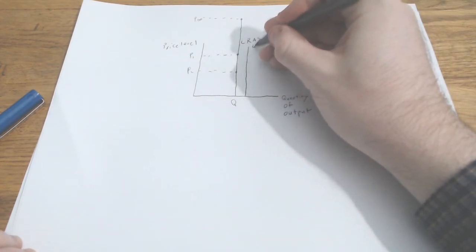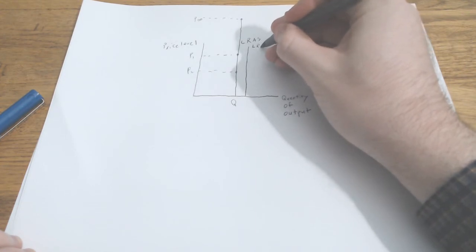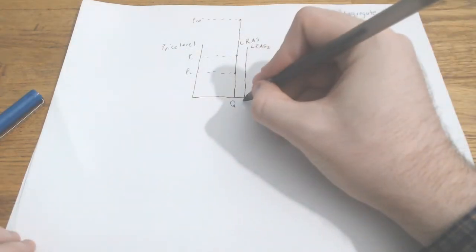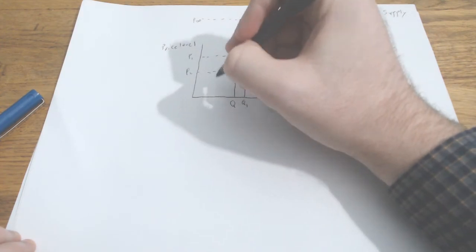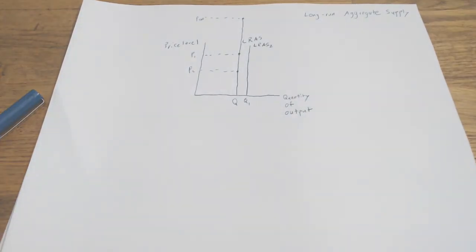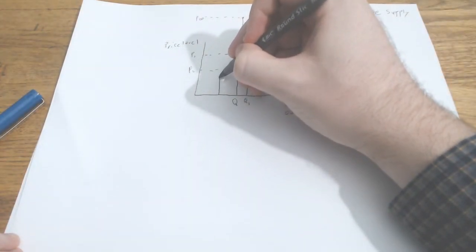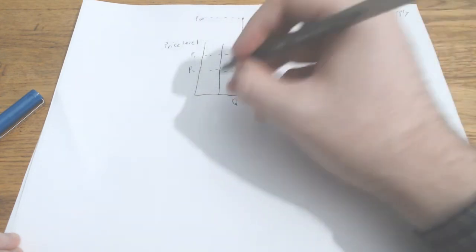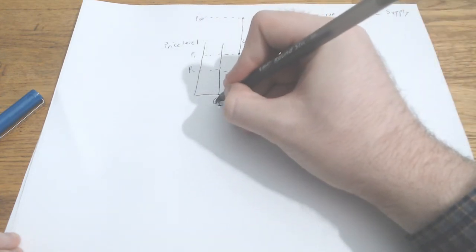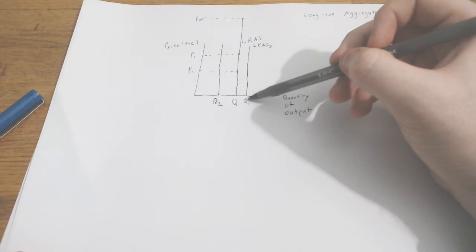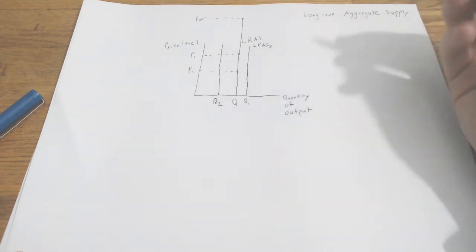LRAS2. Because we have more workers in our economy, we can hire more people, we can produce more. If emigration occurs, we're going to have the exact opposite. Oh, this will be Q1. If emigration occurs, which is when people are leaving your country to go settle down in other countries, we'll be at this point. We'll have a shift in the long run aggregate supply to the left at Q2. Here we can see that production increased, or the output increased, and here the output decreased.